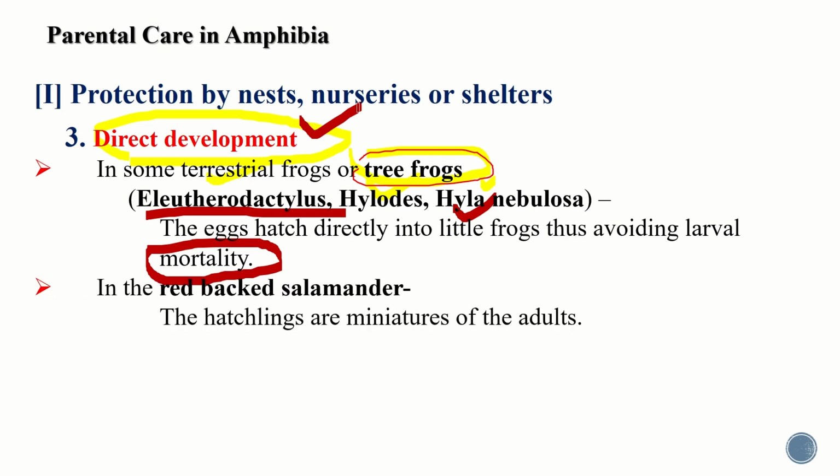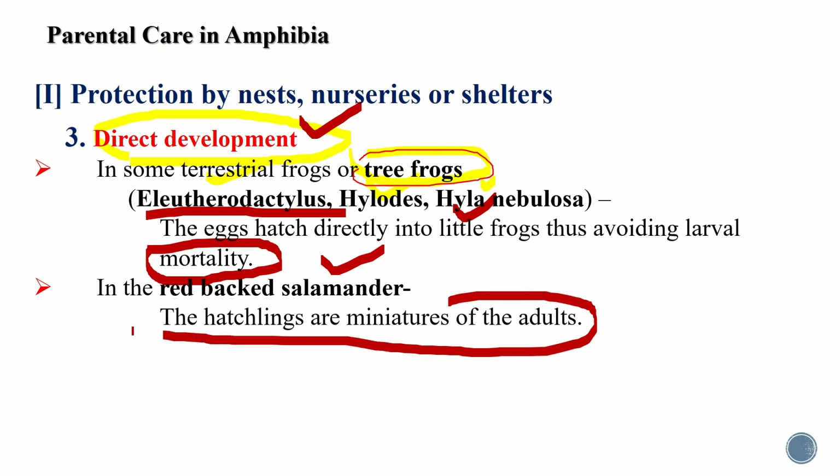In the case of the red-backed salamander, the hatchlings are miniatures of the adults. This direct development is also found in the red-backed salamander, where the developed small young ones are like those of the adults. So this is one of the important factors in protection by the nest or nurseries, or in direct development, a very much developed step in parental care in the case of amphibians.